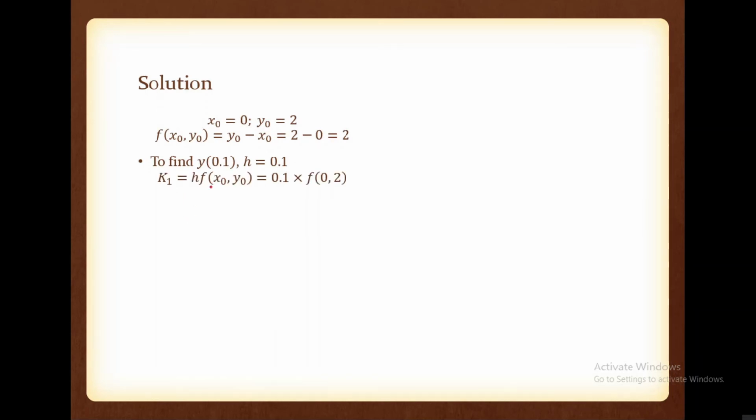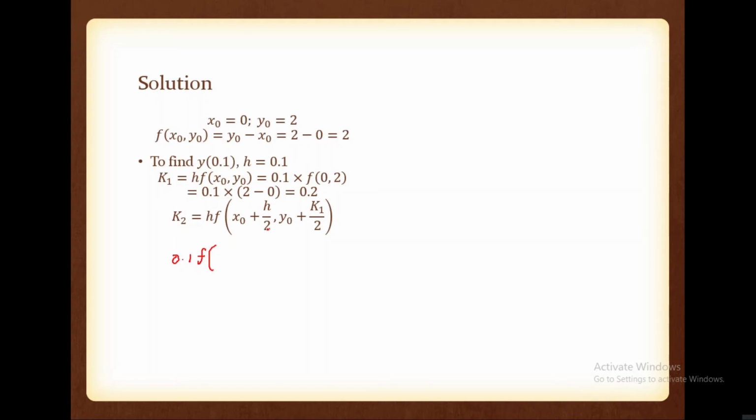k1 is equal to h into f of x0 comma y0. So equal to 0.1 into f of 0 comma 2. We already have that value. So that is equal to 0.1 into 2 minus 0, that is equal to 0.2. So this is k1. Now find k2. k1 is 0.2. k2 is equal to h into f of x0 plus h by 2 comma y0 plus k1 by 2. So h is 0.1 into f of x0 is 0, h is 0.1.